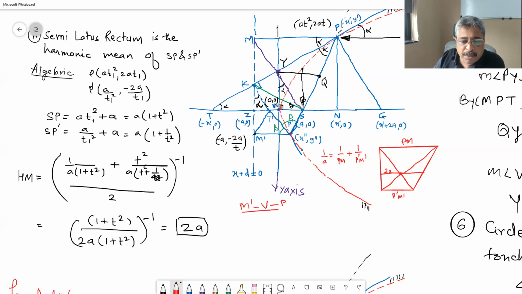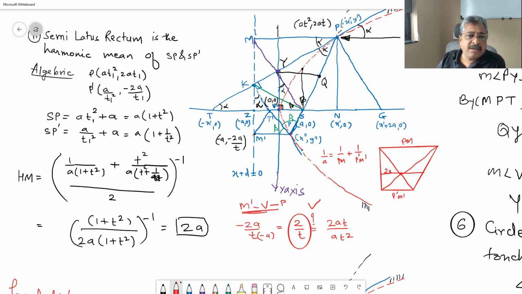Therefore I find out the slope of m dash v. Slope of m dash v is minus 2a upon t upon minus a, which is equal to 2 by t. That is the slope of m dash v. And what is the slope of pv? pv is 2at upon at square, which is equal to 2 upon t. Yes, therefore they are collinear, therefore the semi latus rectum is the harmonic mean of ps and p dash s.